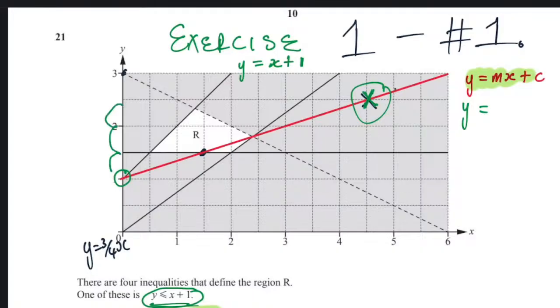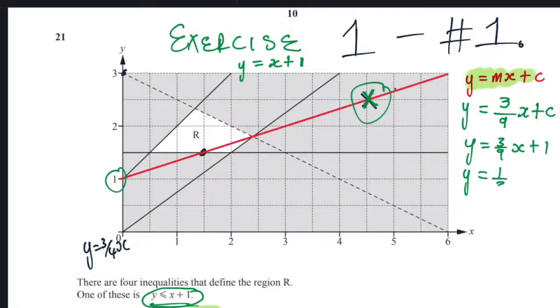1, 2, 3. I moved 3. Over how many steps did I move in the x? 1, 2, 3, 4, 5, 6, 7, 8, 9. 9. So you'd say y is 3 over 9 x plus c. Now you need to find c. C is where this red line cuts the y-axis. At 1. So you have y is 3 over 9 x plus 1. Now you reduce it. y will be 1 over 3 x plus 1. This is the equation of the red line.